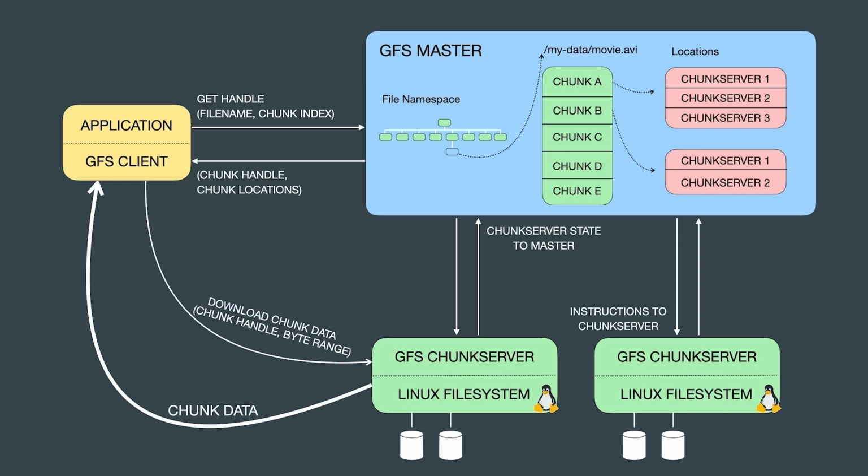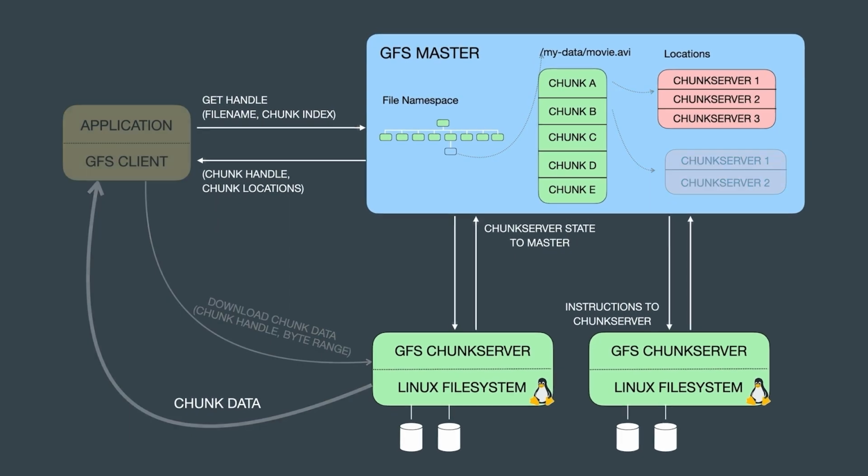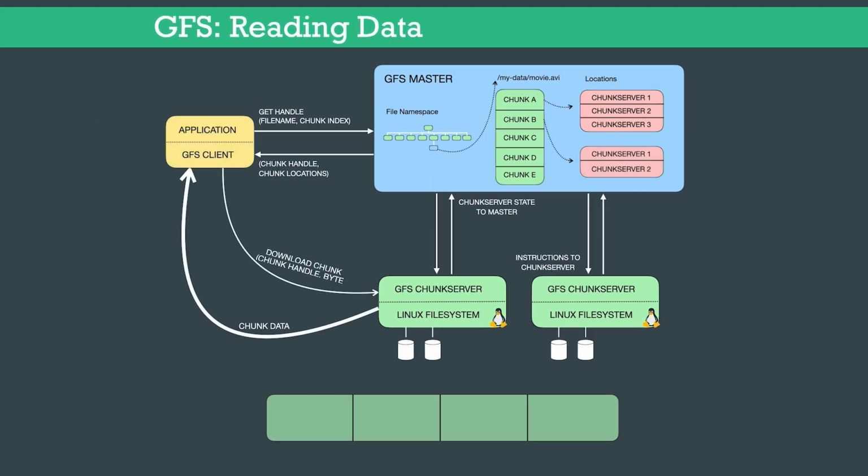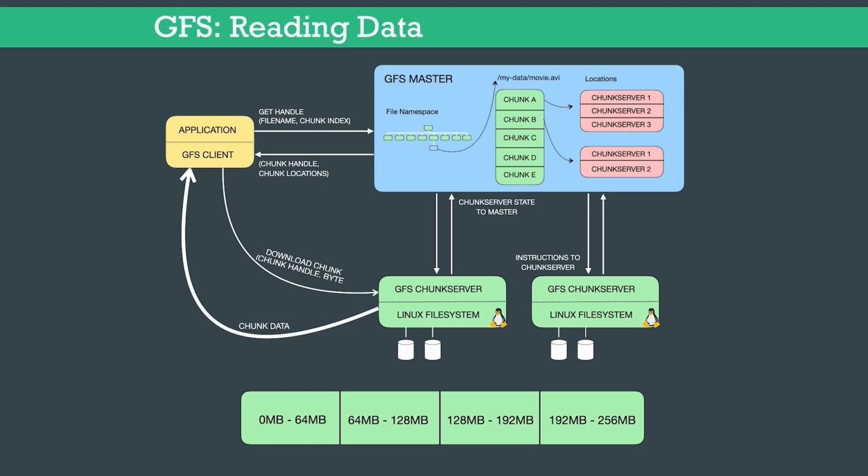It is very important that the data is transferred directly between the client and chunk servers to avoid overloading the master. We will now look at an example for a simple read. Specifically, a client wants to read a chunk from a given file. For example, a client may want to read, let's say, a movie file, and let's say it wants to read data ranging from 70 megabytes to 120 megabytes.